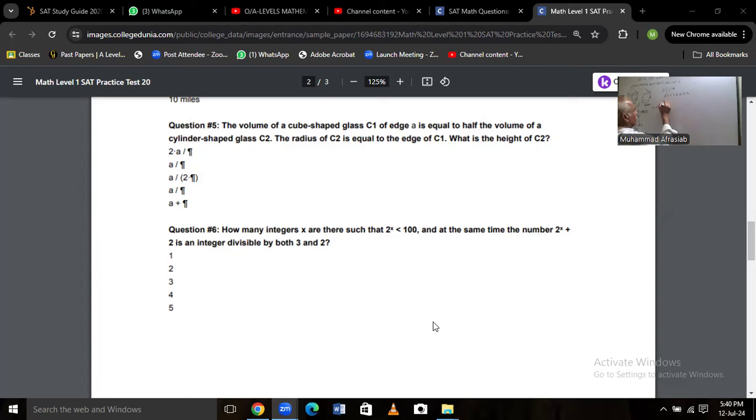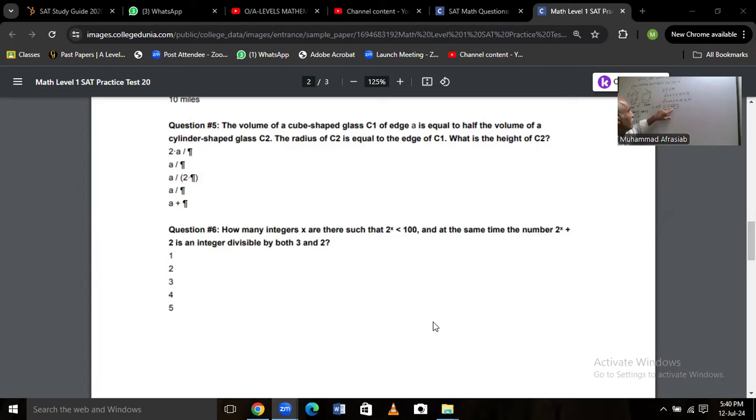Then we will find the list of 2 power x plus 2. So these numbers will be increased by 2. So 2 will become 4, 4 will become 6, 8 will become 10, 16 will become 18, 32 will become 34, and 64 will become 66. We need the numbers which are divisible by both 2 and 3. We know that these are all divisible by 2, but not all by 3.